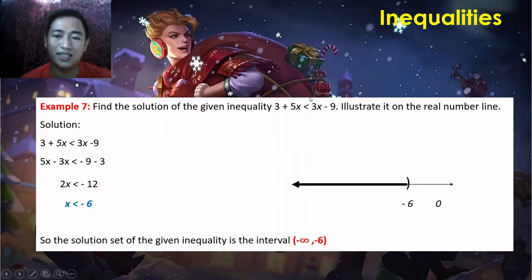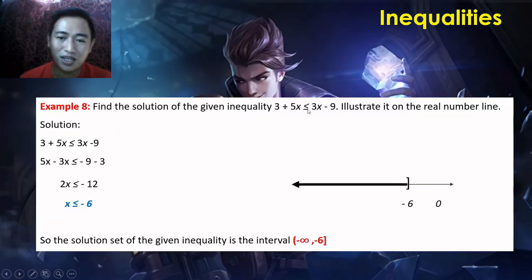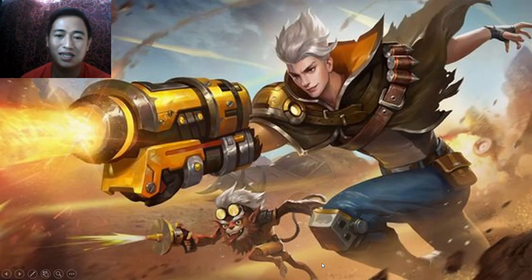Next, class, what if it is less than? Then the solution is the same, but the sign is less than. So x is less than negative 6. Since the sharp end points to the left, the points go toward the left. So the interval is negative infinity to negative 6, with a parenthesis. Next, if it is less than or equal to, it is the same process, with a bracket at negative 6: negative infinity to negative 6, bracketed.